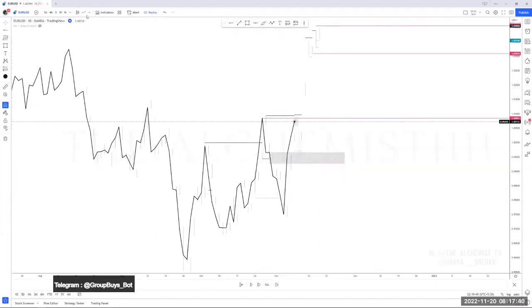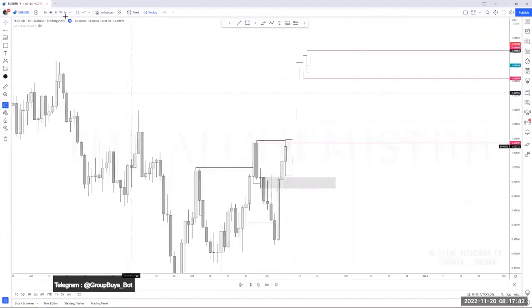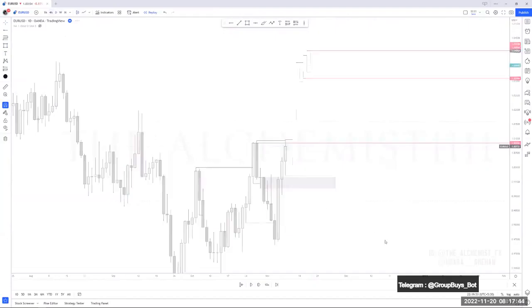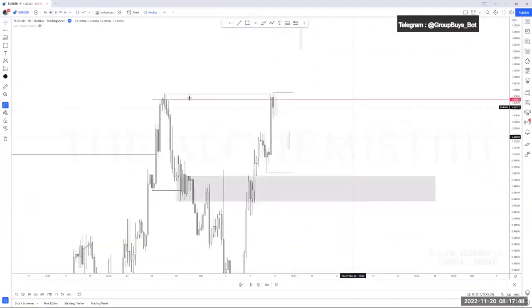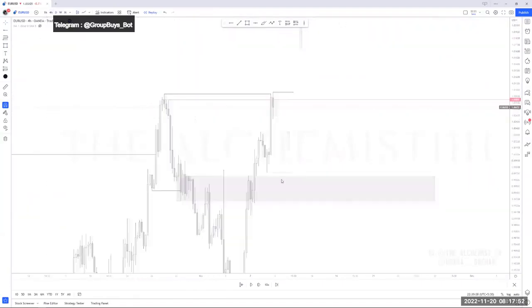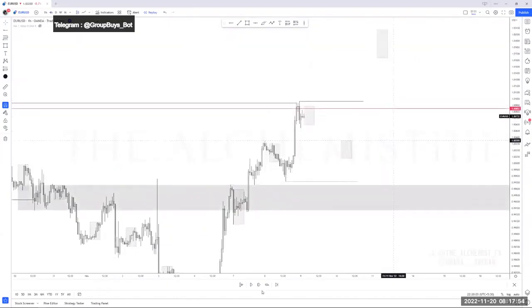So that could be, ICT will call it a breaker. Breaker blocks, so same thing. Like this. Now, what are we going to do since the daily has closed below daily? Now we can start looking for sells, right? We can start looking for sells. So that is exactly what happened.